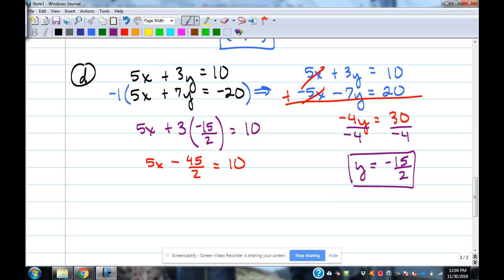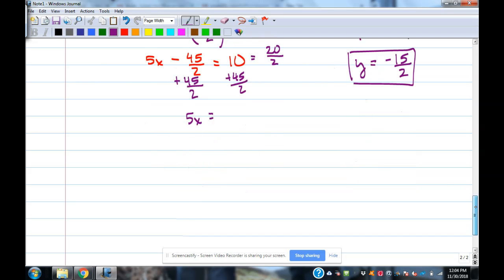So add 45 over 2. So 10 is actually 20 over 2 plus 45 over 2. That'll be 65 over 2. I'm just getting the common denominator with my fractions there. 10 is 10 over 1, so I doubled both of those to get the 2 on the bottom. Now, how do I get x by itself?